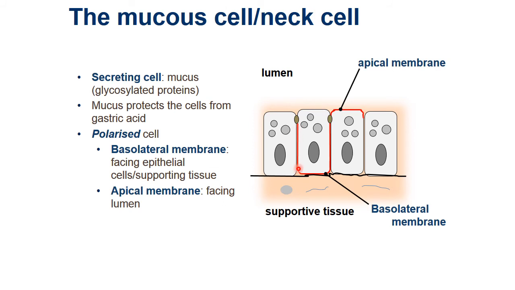The part of the membrane that is facing the basement membrane is called the basolateral membrane. By contrast, the part of the membrane that is facing the inside of the stomach is called the apical membrane. And the basolateral and the apical membranes are strictly separated by protein membrane structures, which are called tight junctions. These structures prevent movement from the apical membrane to the basolateral membrane and the other way around.